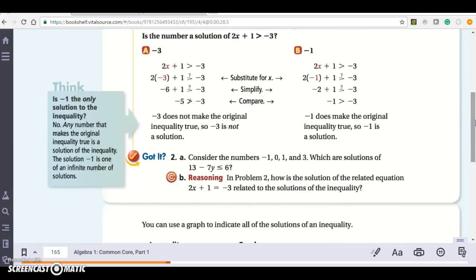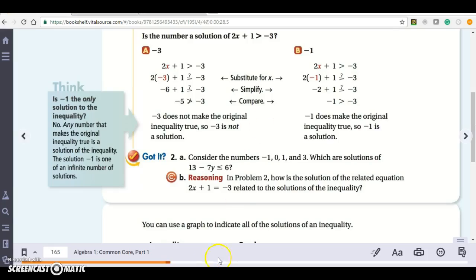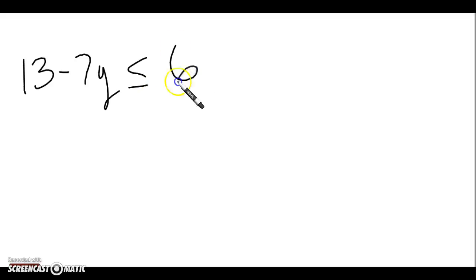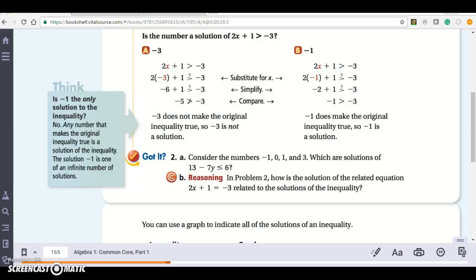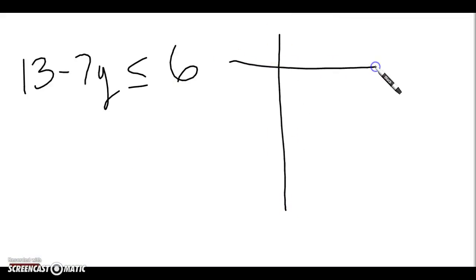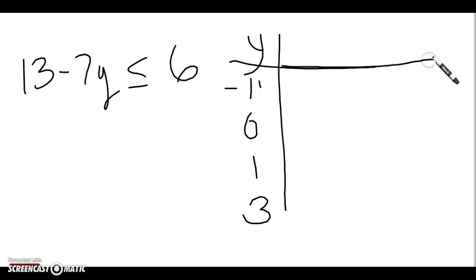It says consider the numbers negative 1, 0, 1, and 3, which are solutions of 13 minus 7y is less than or equal to 6. So let's see. We want to find values of y. We want to try negative 1, 0, 1, and 3, and see if 13 minus 7y is less than or equal to 6. So we'll plug those values in.